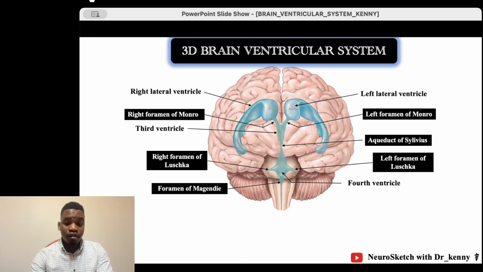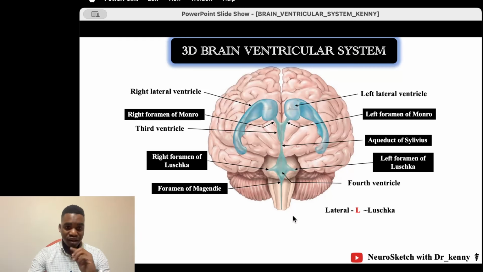So guys, you cannot afford to forget these structures. You cannot afford to forget these foramina. They are equally important, and don't go to your exam without knowing these structures. But there is always confusion between the foramen of Luschka and the foramen of Magendie. These two are confused several times. So I got you back big time, because I've got a mnemonic for you.